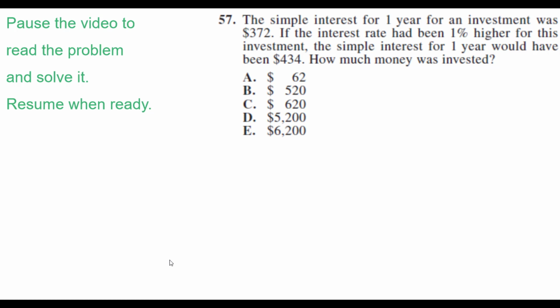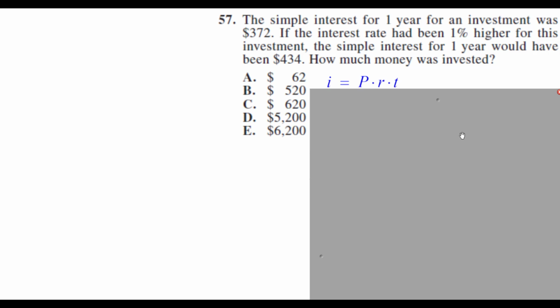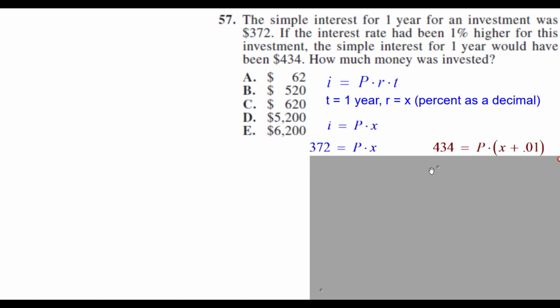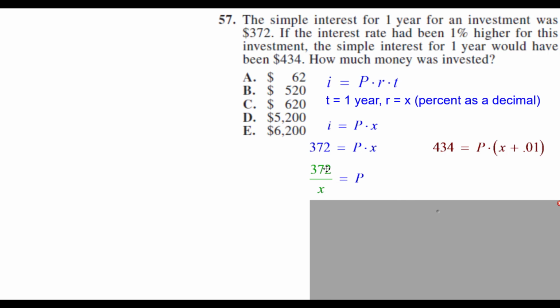Number 57, pause as needed. So this one's going to require a little bit of algebra first. Interest equals principal times rate times time. The time is 1 year, and I'm going to let the rate be x, a percent as a decimal. We don't know what that rate is. So my equation becomes I equals the principal times x. And we know the interest is $372, so it's going to be P times x. And that means that solving for P, we're going to get 372 divided by x is capital P.